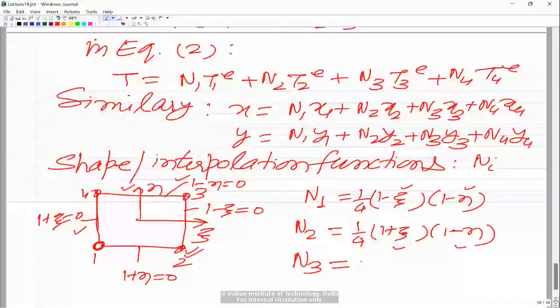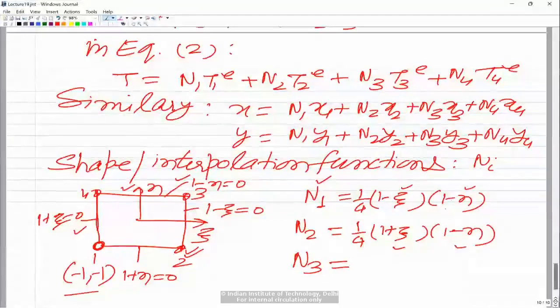Sir, why are we dividing it by 4? Because we want to make sure that it is unity at the corresponding node. The N1 shape function corresponds to node 1, so it should be unity at that node. Node 1 means the coordinates are minus 1 and minus 1. If we put them here, 1 minus minus 1 gives 2, into 1 minus minus 1, again 2. So 2 into 2, 4. In the numerator we are getting 4. Therefore I am dividing it by 4 so that I get unity at node 1. Same thing for N2, N3, N4. Is it clear?